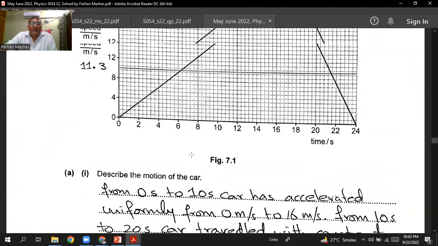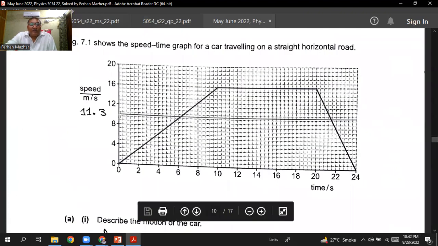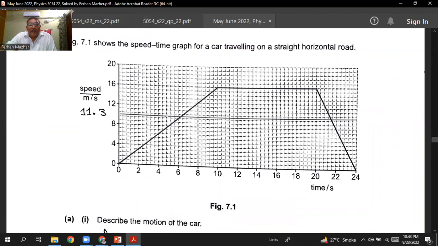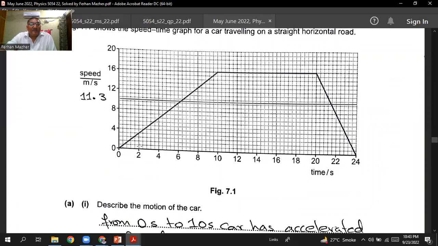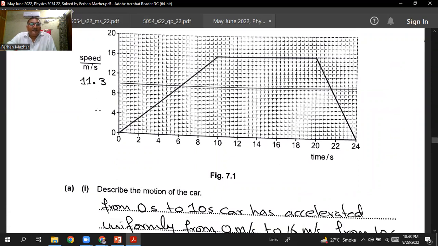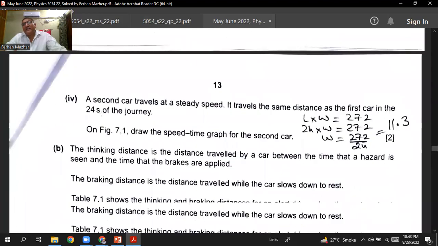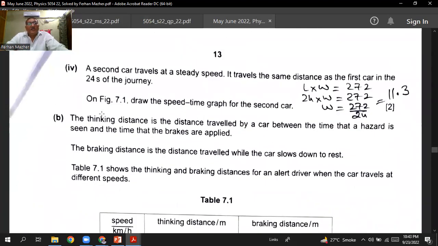So on the graph paper, I will draw a horizontal line at a speed of 11.3, and it will be a horizontal line up to 24. So this is the graph for the second car. This is what they were asking. I hope you understand how we have done this.